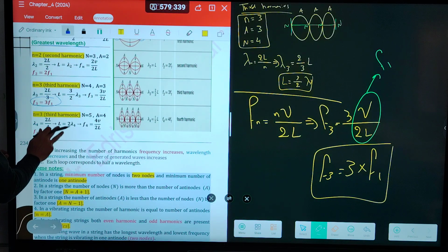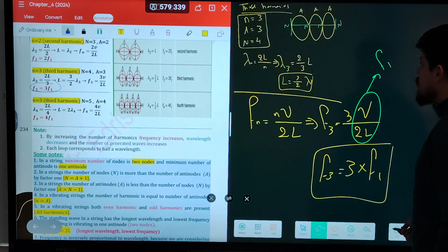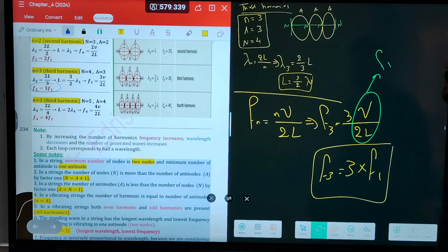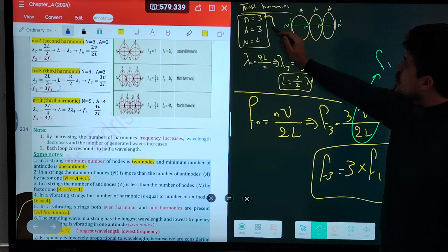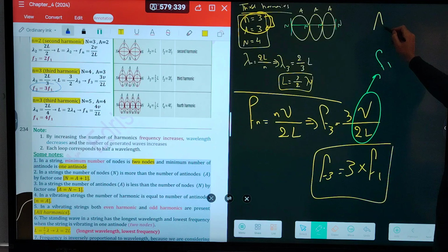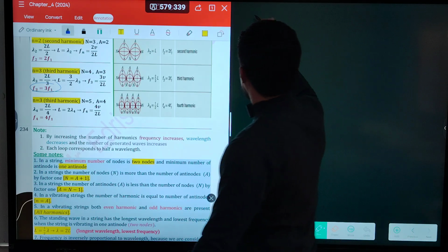Look, this is F3. Third harmonic consists of how many antinodes? 3 antinodes. How many nodes? 3 nodes. Is the number of nodes with number of antinodes always equal? Yes. In a vibrating string, number of nodes determines the number of harmonics. Fourth harmonic, guys.